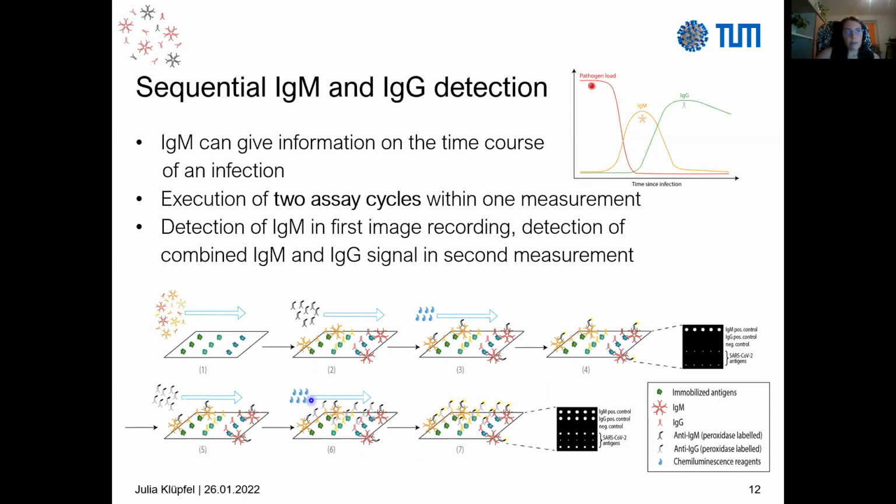So in the first measurement, we only detect the IgM because all antibodies will bind to the antigens, but we use a specific detection antibody for IgM antibodies and therefore only get the IgM signal. And then in the second step, an IgG detection antibody is added, and we can detect the combined signal of IgG and IgM, and therefore we can simply calculate the IgG signal afterwards.